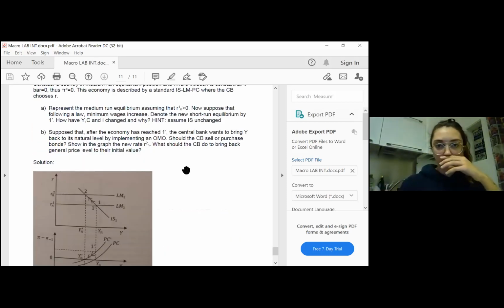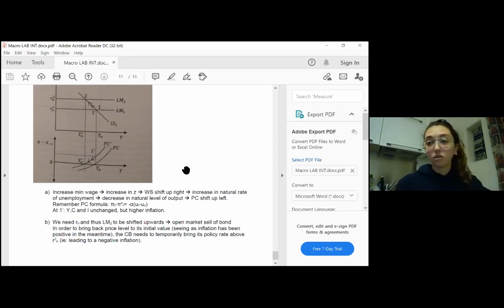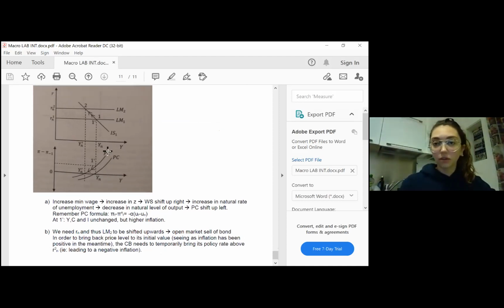I just canceled this part of the question, but they were telling you that you don't need to do more graphs and stuff, just explain in words. You don't need to draw new curves. So just in words, how can the CB do that?